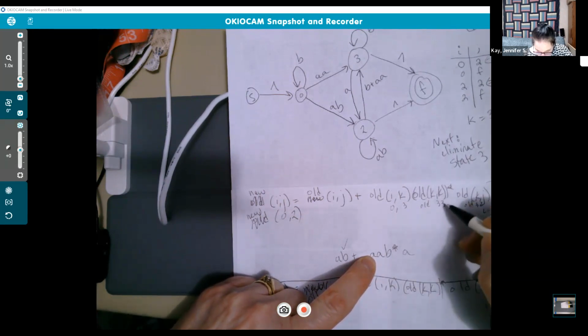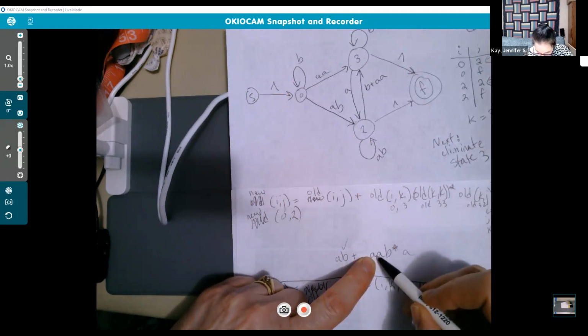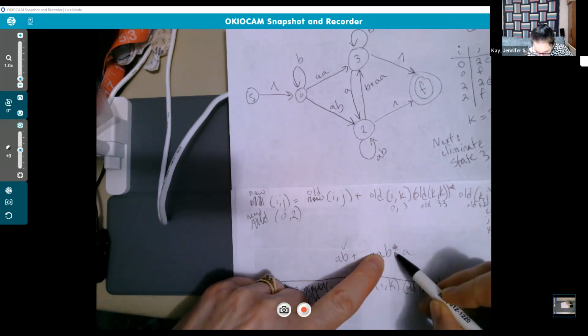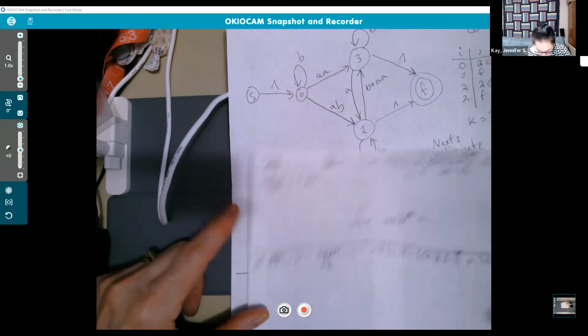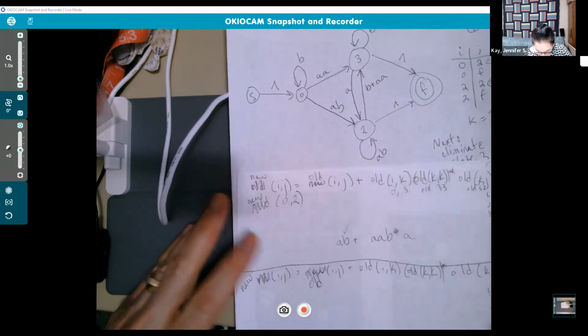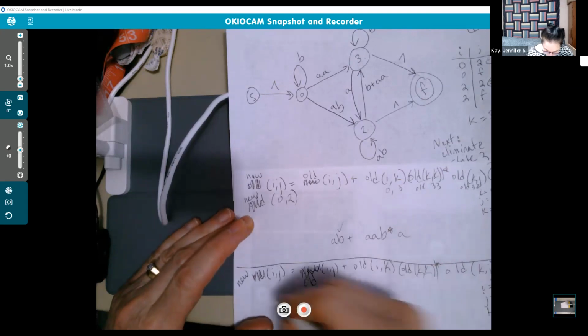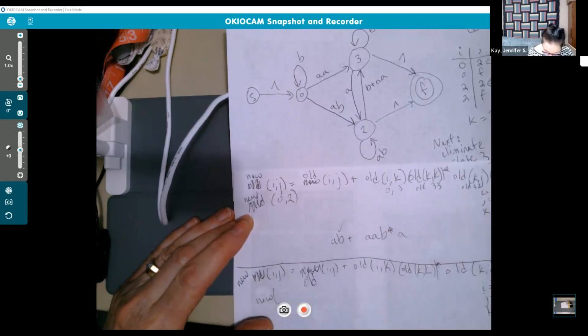So the old 3 to 3 is B. So you have 0 to 3 is AA, B star by itself because that's 3 to 3, old 3 to 2, A. Beautiful. All right, what about the second one?